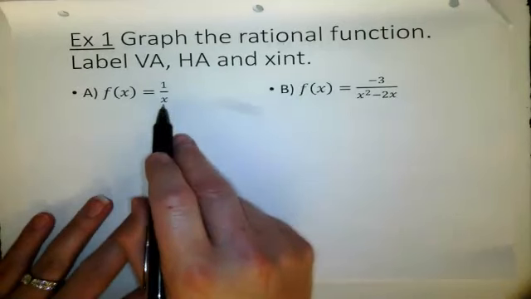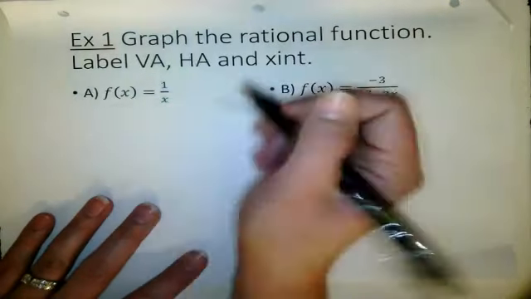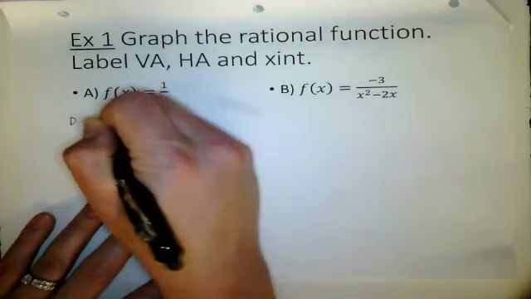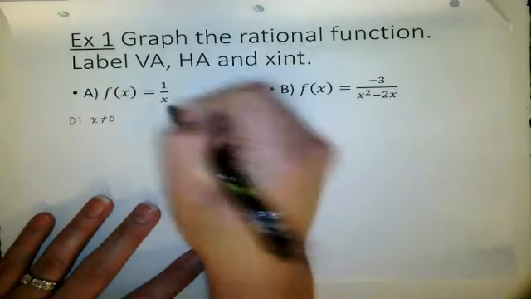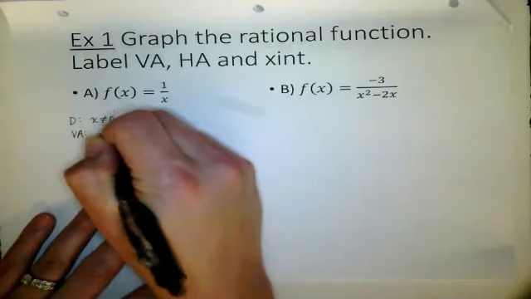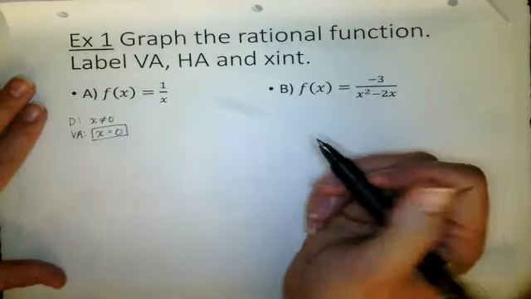So first of all, I can find the domain. Denominator, domain, denominator, domain. So we know that x cannot equal 0. And because that comes from the denominator, that happens to also be my vertical asymptote, x equals 0. And that's something I'm going to graph.